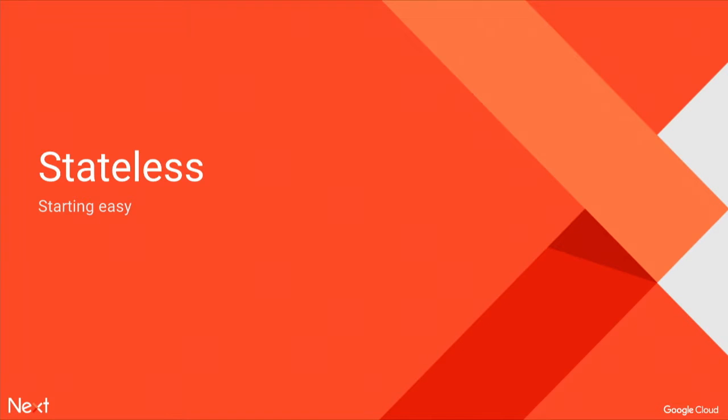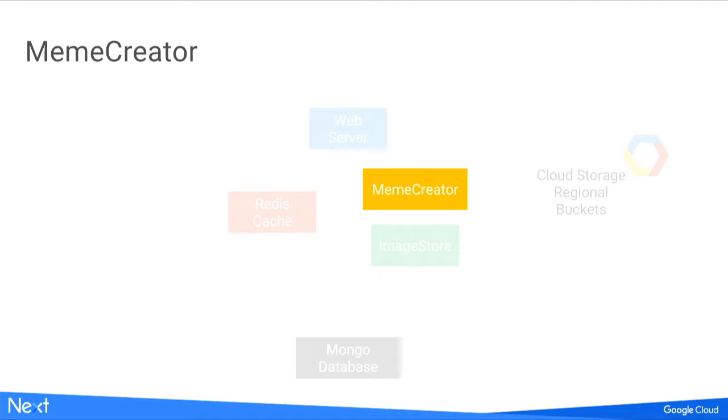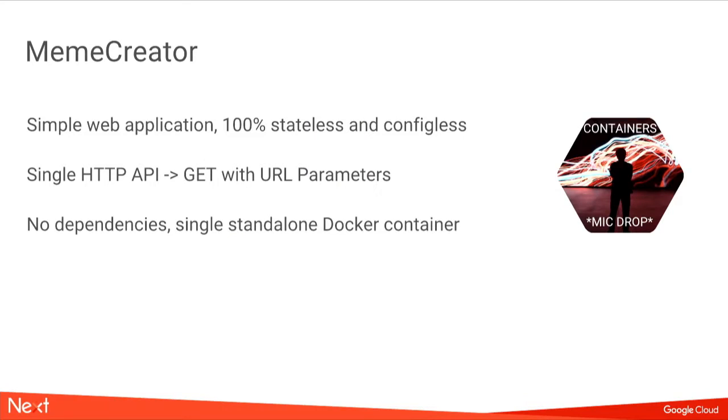So let's start easy, stateless. I expect most people in the audience to know exactly what I'm going to do here. So the meme creator service is a great example of a stateless app. All it does is take in a few simple parameters and return a JPEG. It's 100% stateless and configless. It's one API, a get with URL parameters, no dependencies. It's a single standalone Docker container.